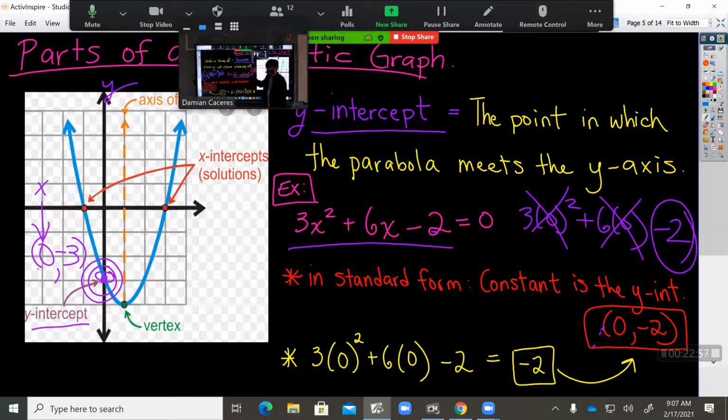So no matter what number it is, whatever number is not touching a variable is your y-intercept. Always, just like on a linear equation. On a linear equation, when you have y equals 3x minus 6, what's the y-intercept there? -6. Same thing as quadratic. The y-intercept is always the constant.